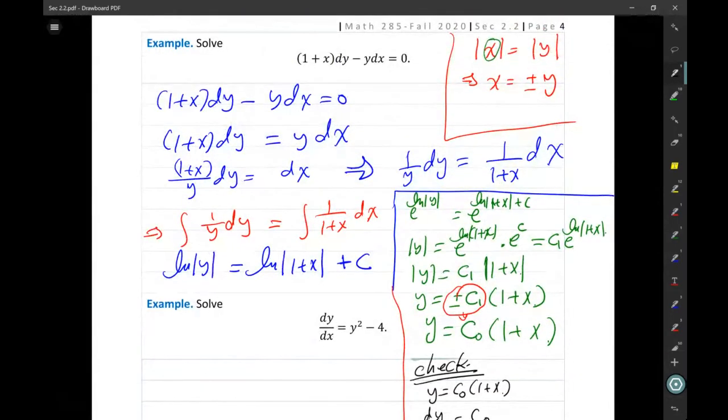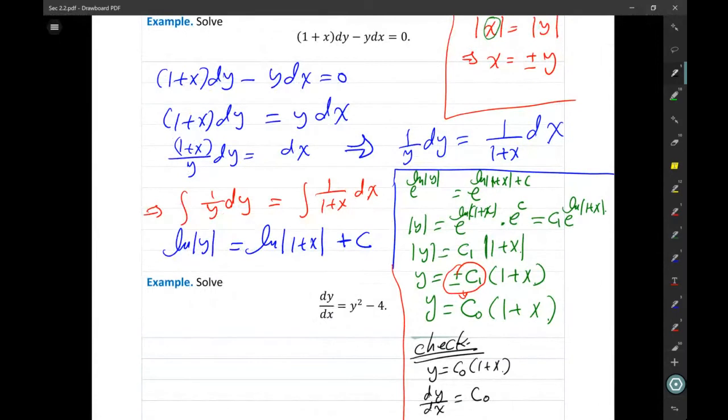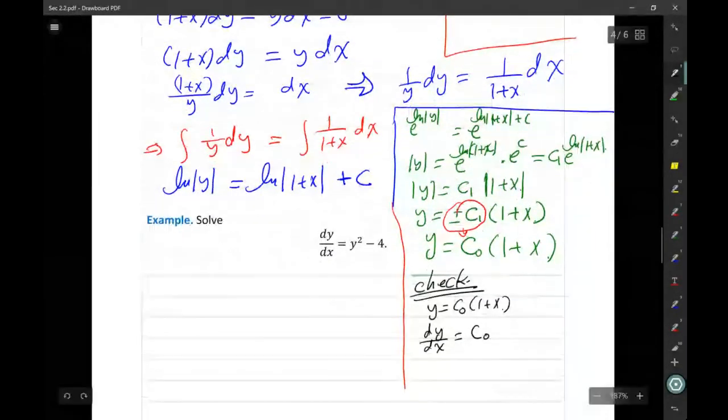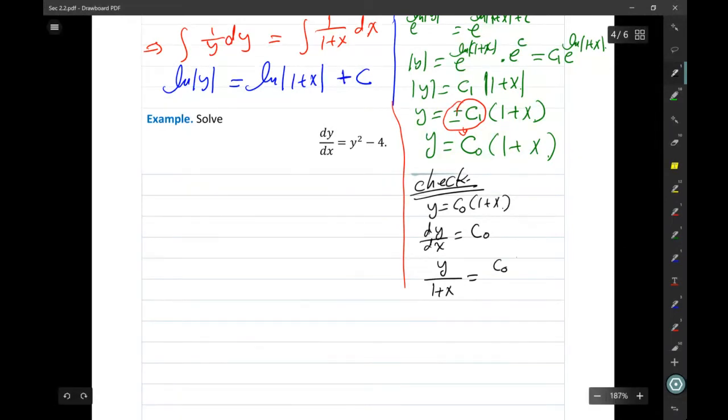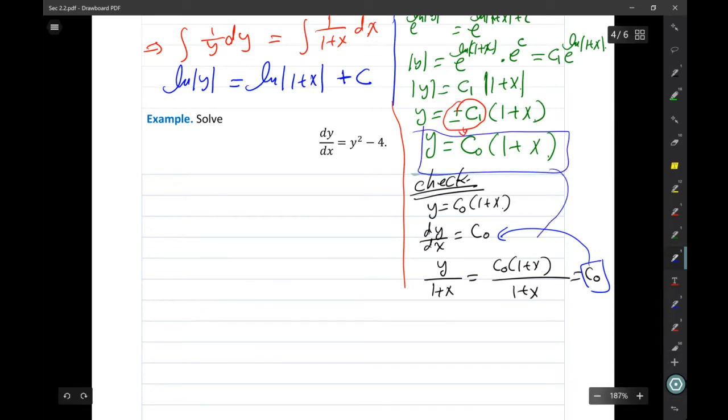Now, how much is y divided by 1 plus x? Y is equal to what? c naught times 1 plus x divided by 1 plus x, which is equal to c naught. So this one is equal to that one, because this is the y. I replace it here.